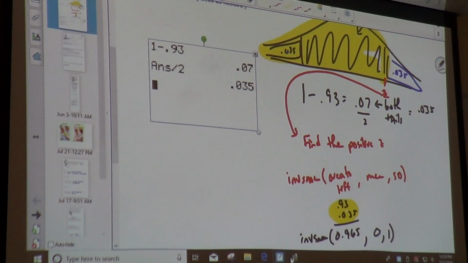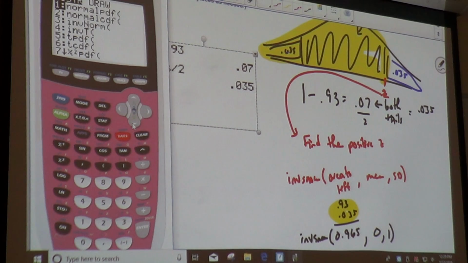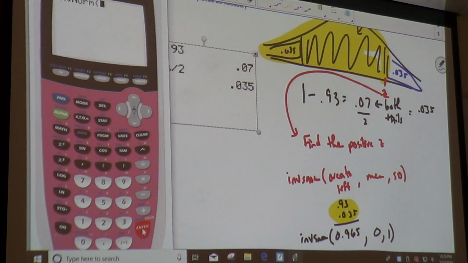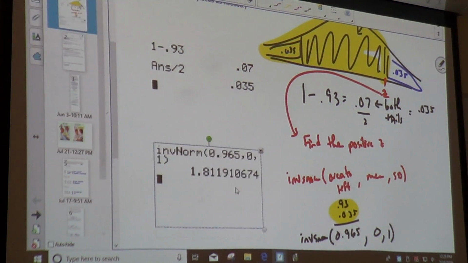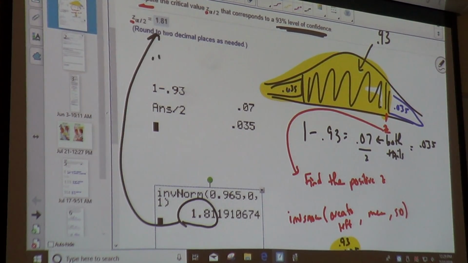So in my calculator, I am going to do second, bars, inverse norm, 0.965, comma 0, comma 1. And that's where my answer's coming from. And they told me 2 decimal places. Yay? And this is 9.1 homework number 2.